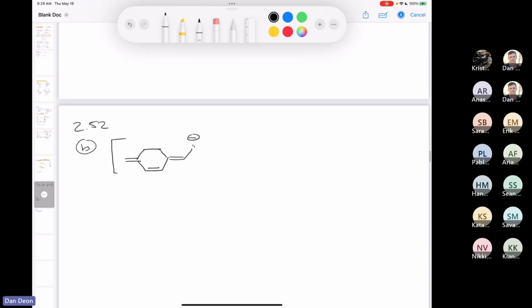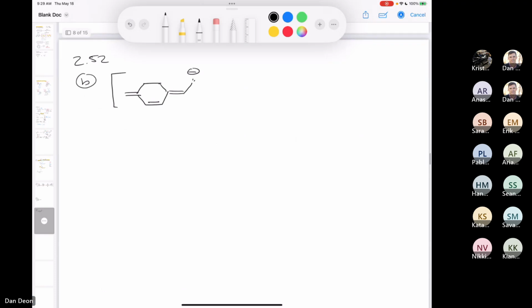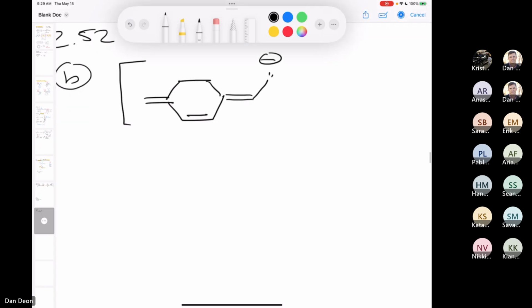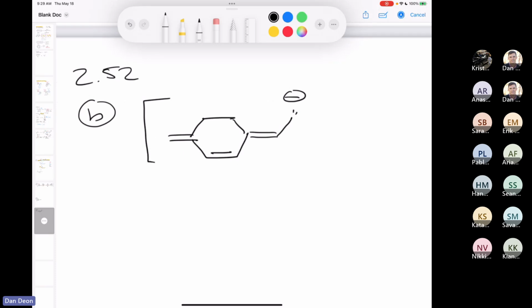So this is C. Let's go all the way down to B. Does anybody recognize any of the patterns here? Pablo, you're there. Maybe Pablo can't hear me. Anybody recognize any of the patterns here? What pattern do we see here in 2.52? Or if anybody could tell me, where do I start? And don't hesitate to unmute your mic if you want to do it that way.